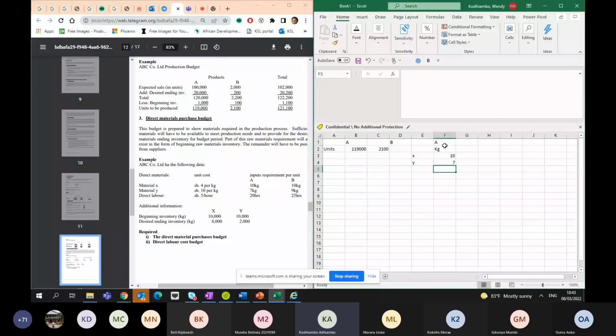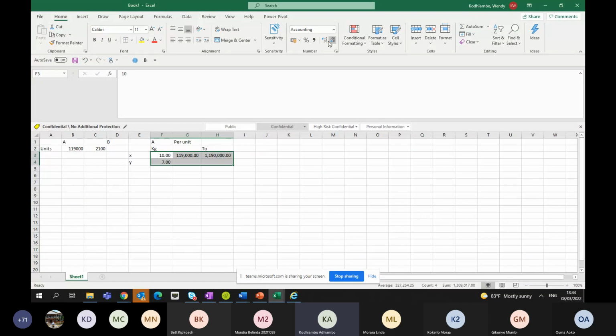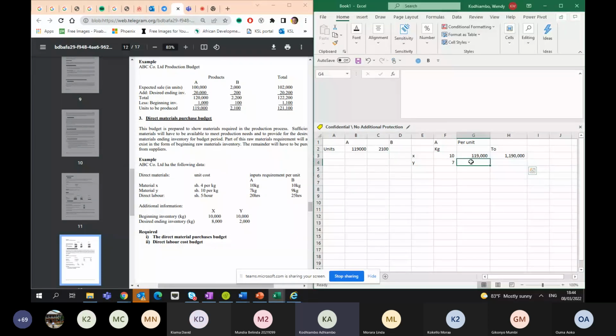So whatever answer you get has to be multiplied by the number of units of A, which is 119,000. So in order to produce A, you need 119. Here we will have the total units. Just allow me to extend it a bit so that you can see the numbers. So we have the number of units here. The number of units is still the same. So in order to produce this, we need 1.19 m of X and 1.19 of Y. I don't know how that comes. I will check the answer later.